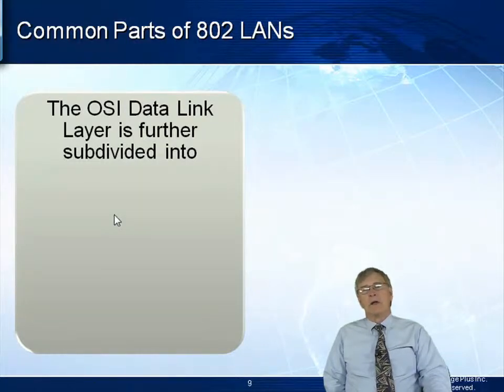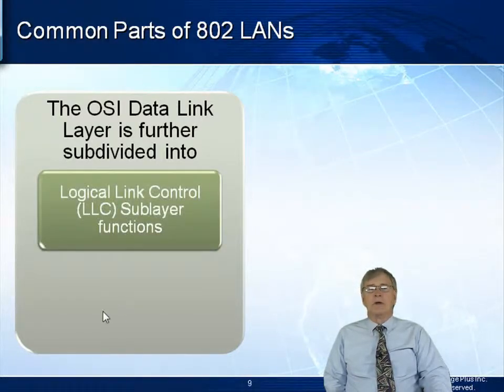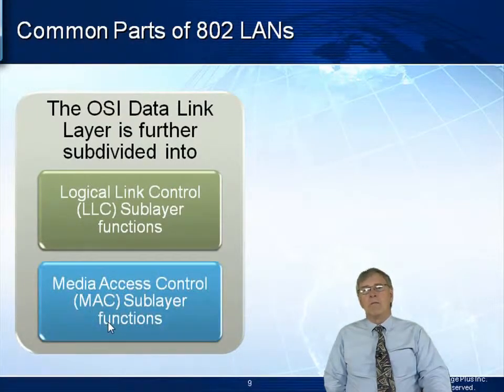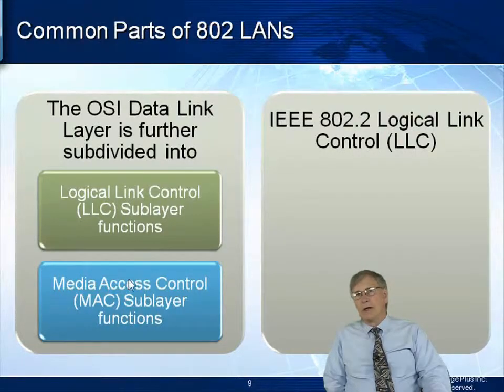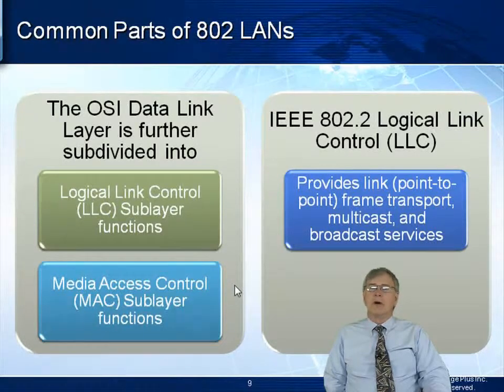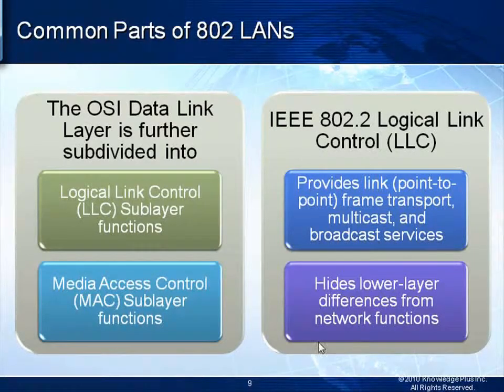Some other things to deal with. The OSI data link layer, though, needed to be divided, and you'll see that it makes some sense, into some additional layers. The logical link control sublayer functions and the media access control sublayer functions. 802.2, the LLC logical link control sublayer, helped us deal with the issues of providing link frame transport, point-to-point, or multicast and broadcast type service. And then you can see that this too is something that could be associated with any of the different types of LANs that would exist at a lower layer, namely the media access control layer. The idea here of the 802.2 is this hides the differences of the lower layers from the network functions. And if you think about it, they don't need to be visible to the network layer operation.